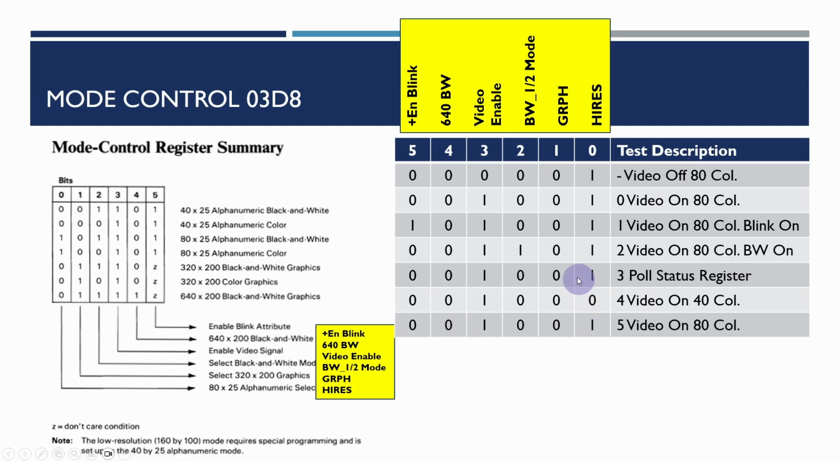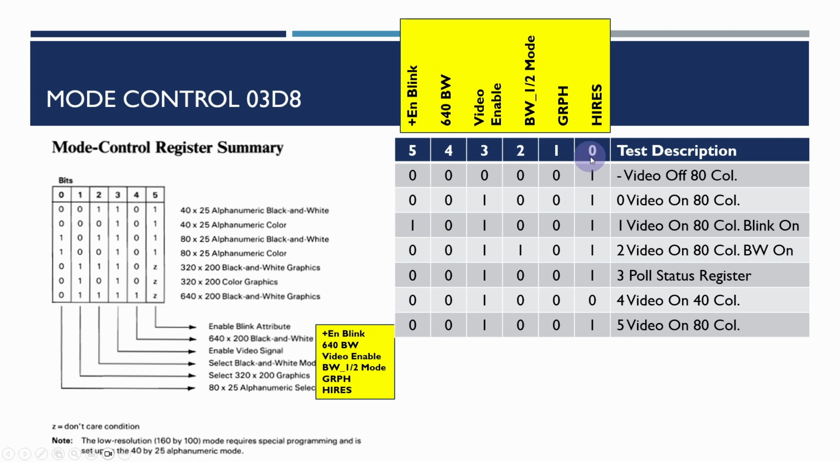So you can see here that for the first test we're going to have video enable turned off, so we're not actually going to see anything to start with. Then for all the other tests, video enable is enabled. This test here with blink on, we're going to enable the blink bit, and blink is going to be disabled for the rest of the time.